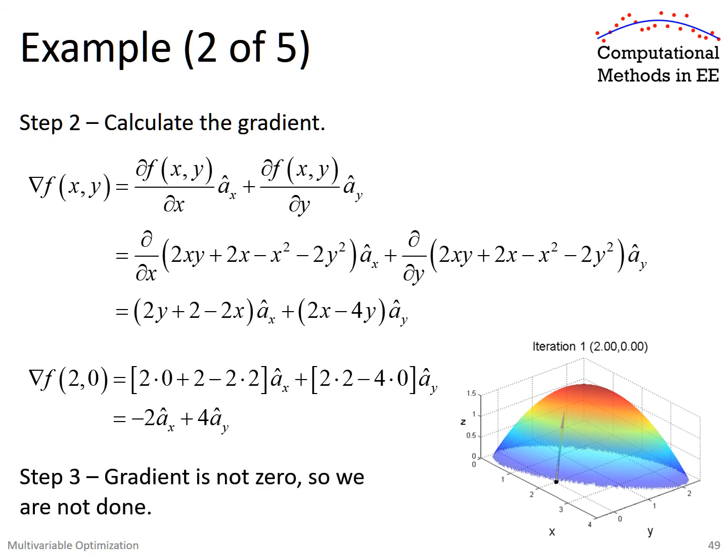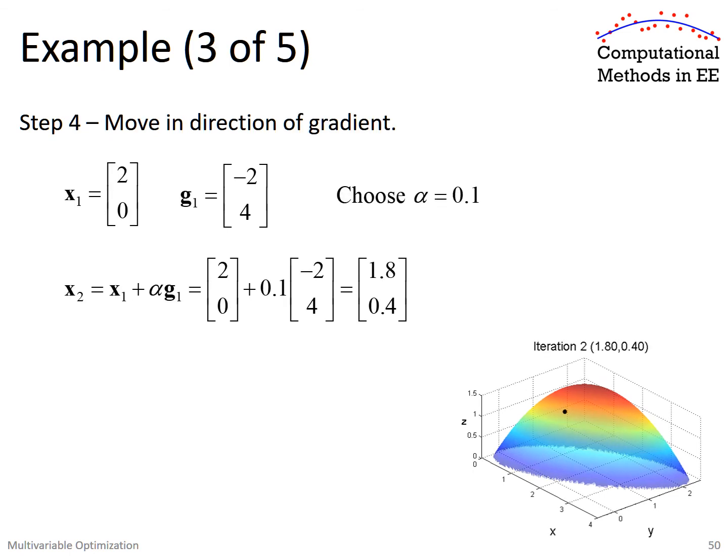And we also check the magnitude of the gradient. It's not 0, so we're not done. If it was 0, that means we're sitting at the top and we're done. So we have our values of x in a vector, and we have our gradient. And let's choose a value of 0.1 for alpha, because that's usually my favorite value. And so we calculate an x2 as our first guess plus alpha times the gradient. And that gives us an evaluation of where our next point's going to be, and that's right here.